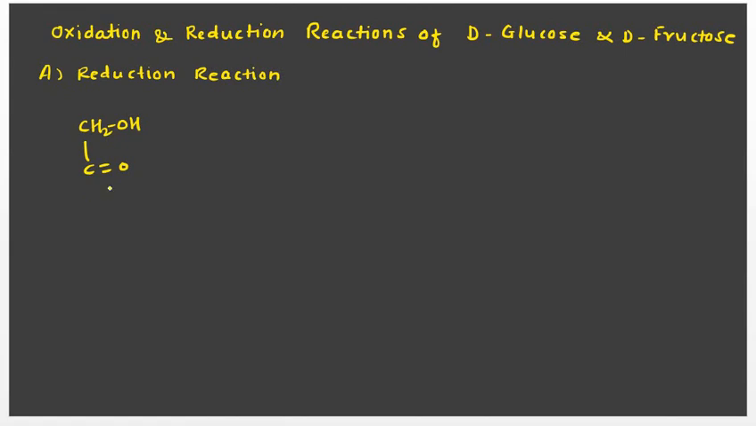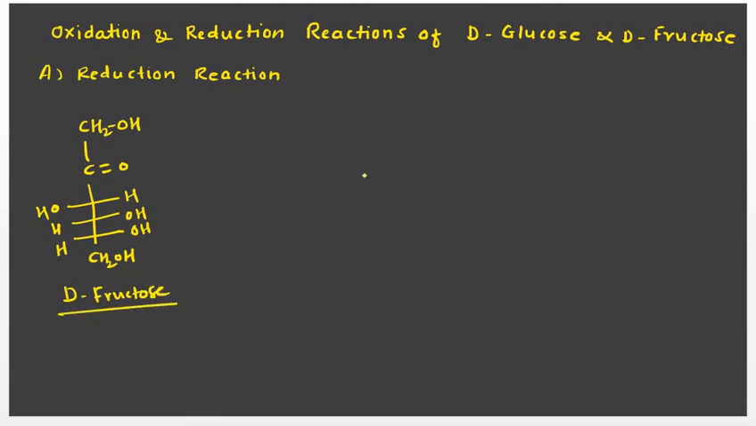Now you know the structure of D-fructose: CH2OH, C double bond O, and then CH2OH, and in between there are 3 carbons, you know. Two hydroxy groups are on the right hand side and one is on the left hand side in this way. So this is the structure of D-fructose. Most of the time we have written this structure, so you may have understood or remembered the structure of D-fructose now.